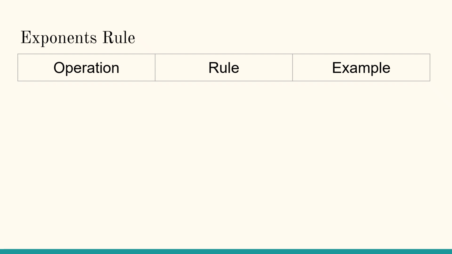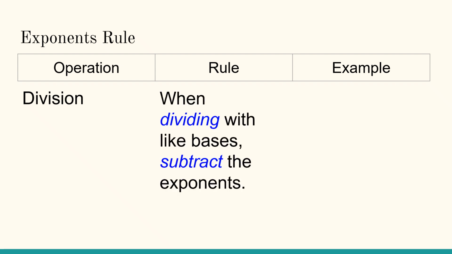Now let's go ahead with the second rule. Division. Whenever we're dividing with like bases, we're going to subtract the exponents. For example, 3 to the power 6 divided by 3 squared equals. We see the bases are the same, so that means we could subtract the exponents because we're dividing. So we're going to say 3 to the power 6 minus 2. 6 minus 2 is equal to 4, so it's 3 to the 4th power. And 3 to the 4th power is 81.